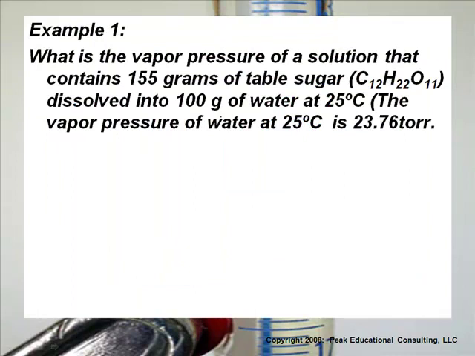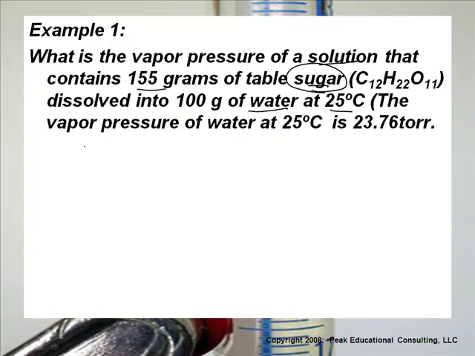All right. Mathematical. What's the vapor pressure of a solution that contains 155 grams of table sugar dissolved in 100 grams of water? Well, we have to find the mole fraction. Now, it's important. We need to find the mole fraction of what? In this one we just want the solvent, the water, because this is sugar and sugar will not evaporate, and so I want to find the moles of each.